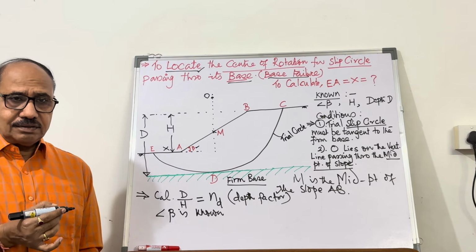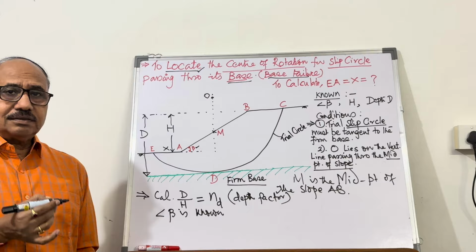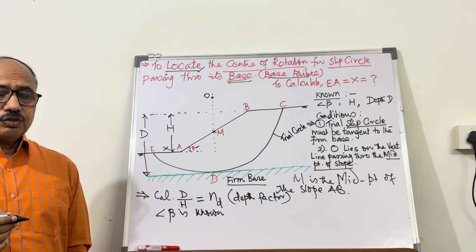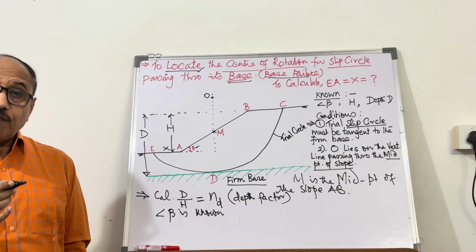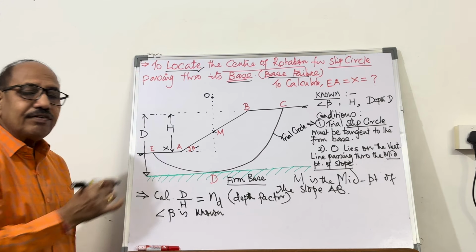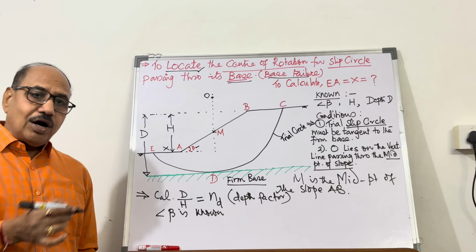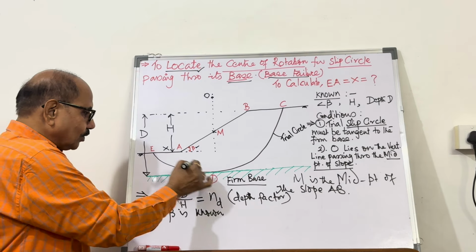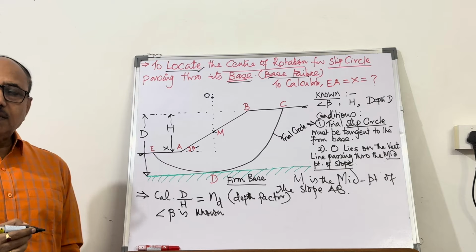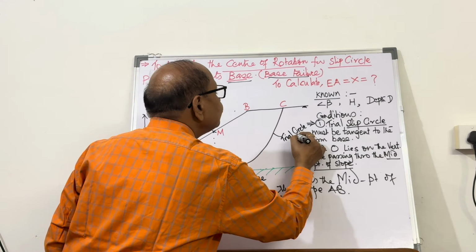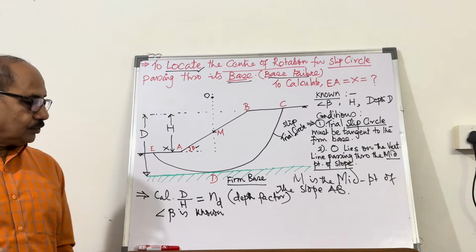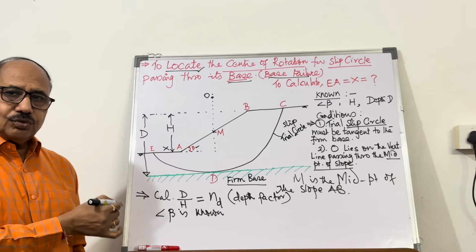Fellenius gave the chart, how to find out this value of x. So x can be found out from his chart, provided you know the slope angle and you know the depth factor. Because you have fixed up the depth up to which this trial slip circle will penetrate, hence you know the depth factor.